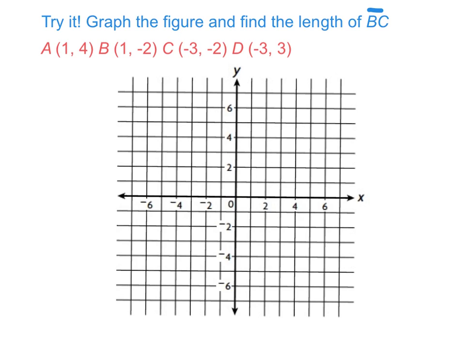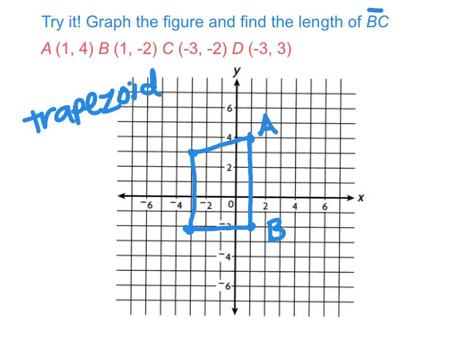Okay, so I'm going to start with A is (1, 4). I go over 1 and up 4. Here's A. B is (1, -2). I'm going to go over 1, down 2. C is (-3, -2). Over -3. Oops. Down 2. And D is (-3, 3). Oh, look at that. This time we have made a trapezoid. It's not quite a parallelogram, but it is a trapezoid. Okay, so I'm going to label that. This is a trapezoid.